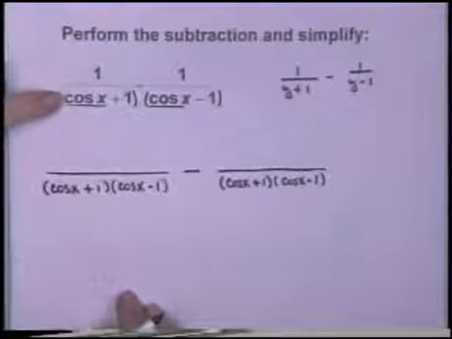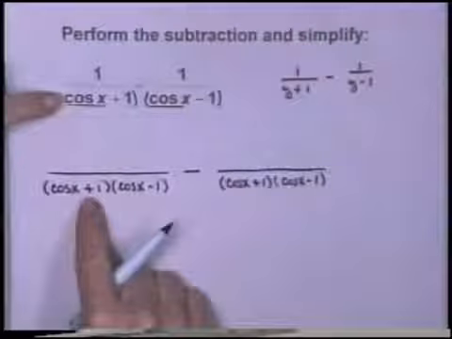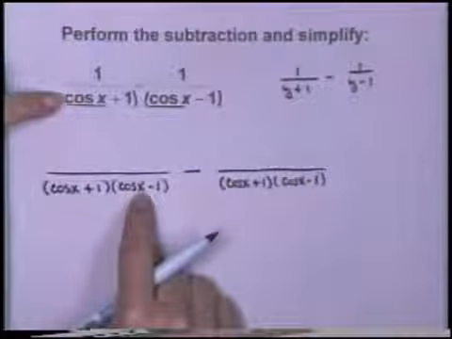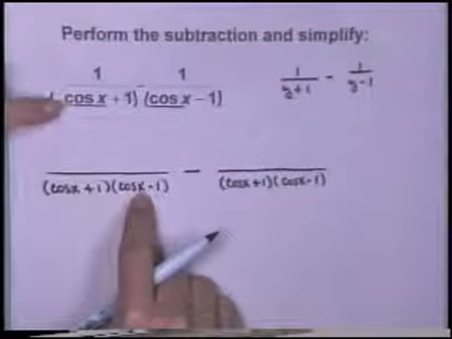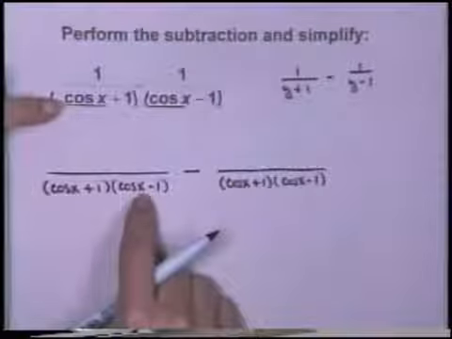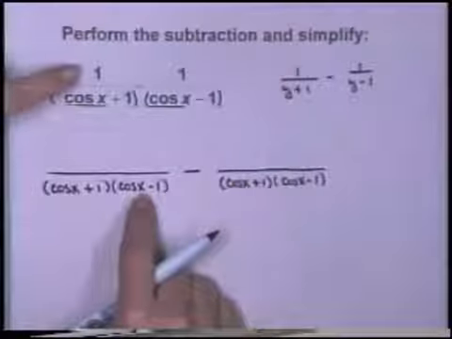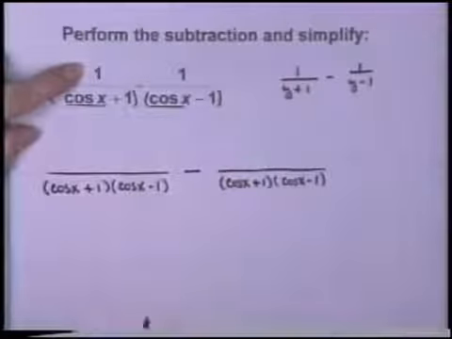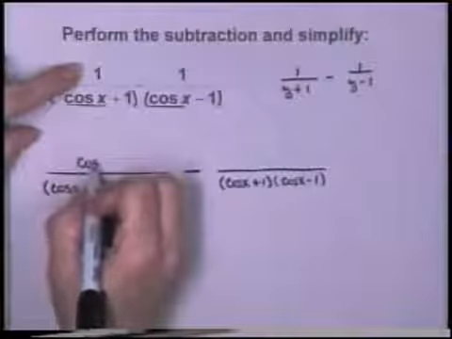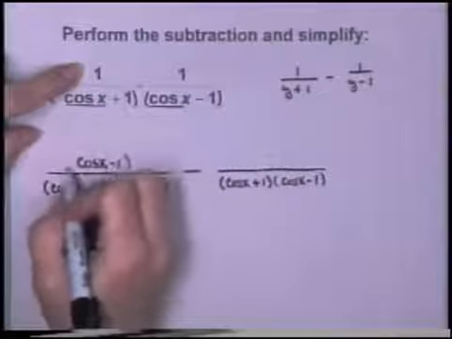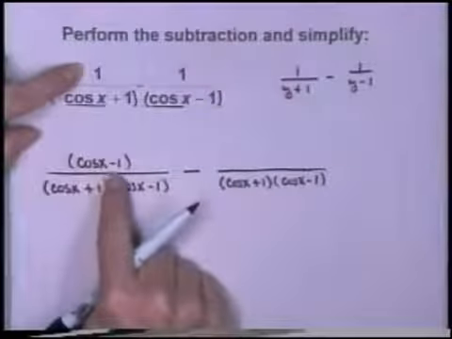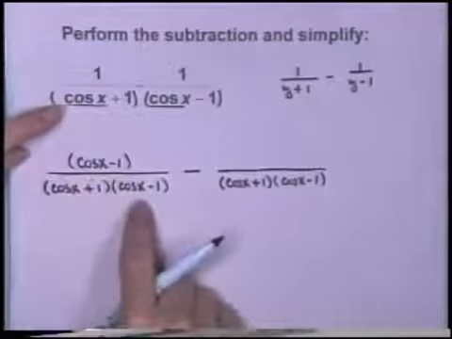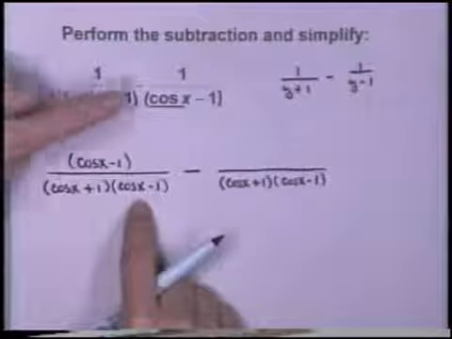Okay, looking at this first fraction, if I want the denominator to be cosine x plus 1 times cosine x minus 1, then I need to multiply this denominator by this factor of cosine x minus 1, which means I also need to multiply the numerator by cosine x minus 1. Since my numerator is a 1, when I multiply by cosine x minus 1, I get cosine x minus 1 in the numerator, and of course the product in the denominator.